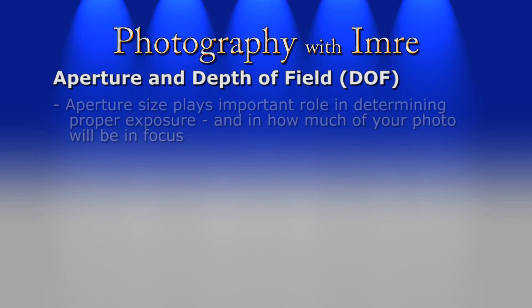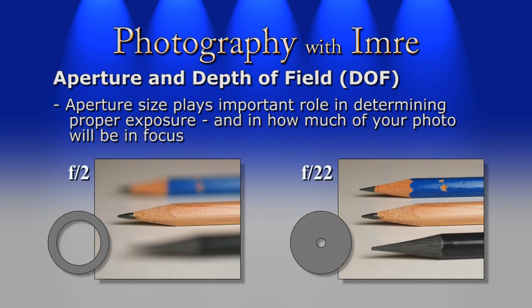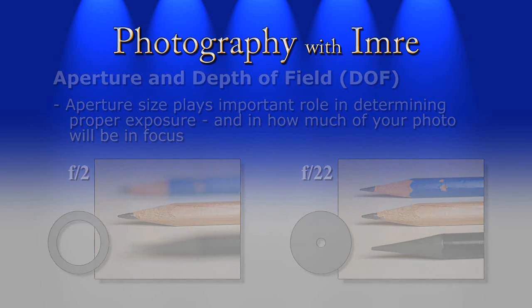At this point, you've probably noticed that the size of the aperture plays an important role in determining the proper exposure for a photograph. But the size of that hole also determines how much of your scene will be in focus. In other words, the depth of field is affected by the size of the aperture. When the aperture is wide open, the depth of field is small. When the aperture is closed down, then the depth of field is large.